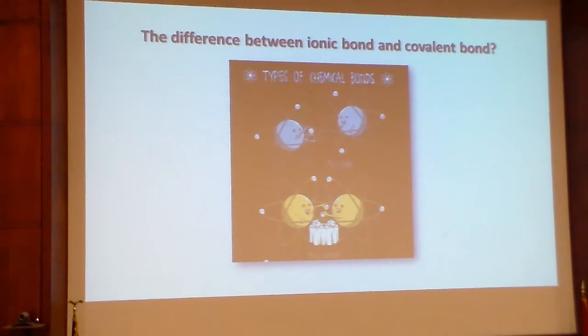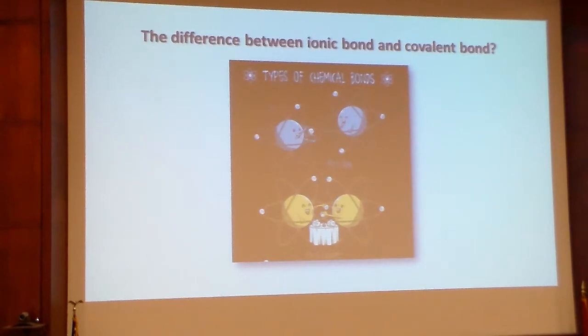How does it occur? Ionic bond. One atom gives away an electron to the other. You see that? Give the electron to the other. So the one who gives out becomes positive, gets a positive charge. And the other one, like the girl right there, gets the electron and becomes a negative charge. That's where ionic bond occurs.